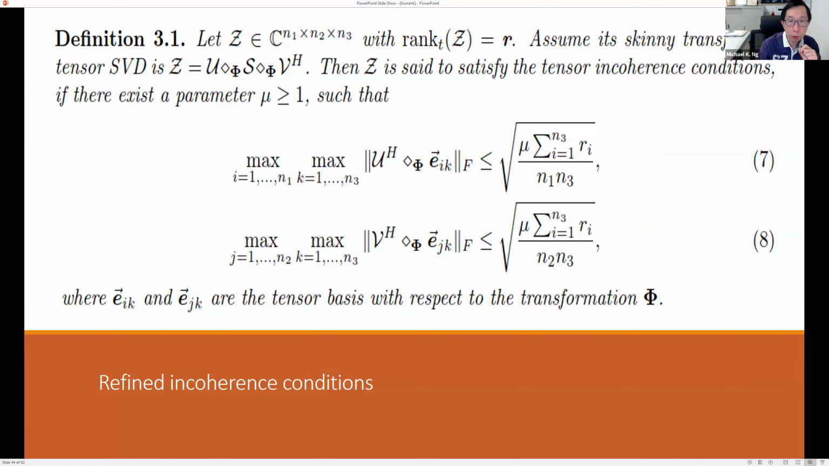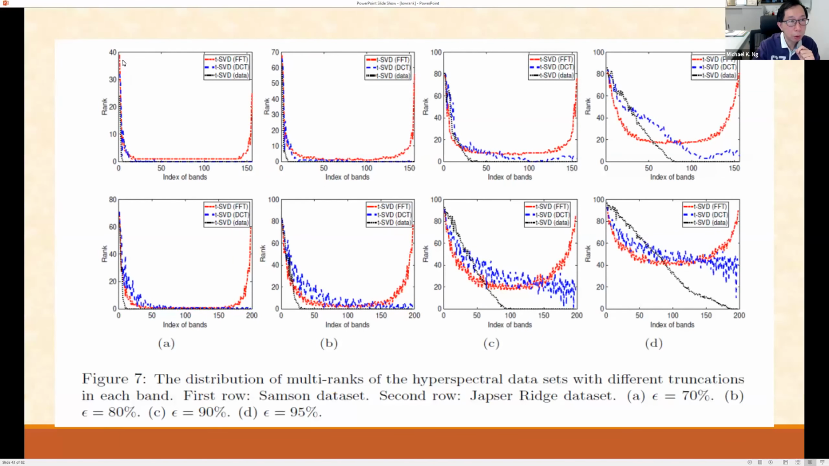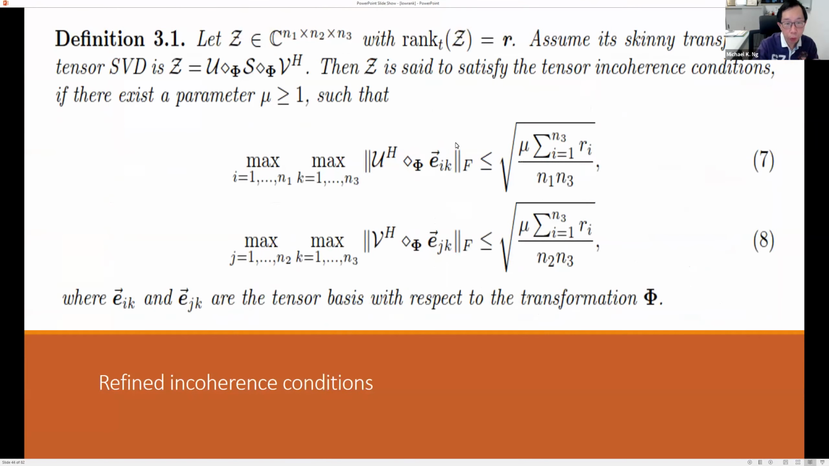If you look at the black line here, what you see is that even though you have the tubal rank structure, in the tubes, in each tube, most of the entries are very close to zero. Because of this, you can use only several numbers in the tubes to represent it in your tensor SVD form. Because of this reason, we can further refine the incoherence condition.